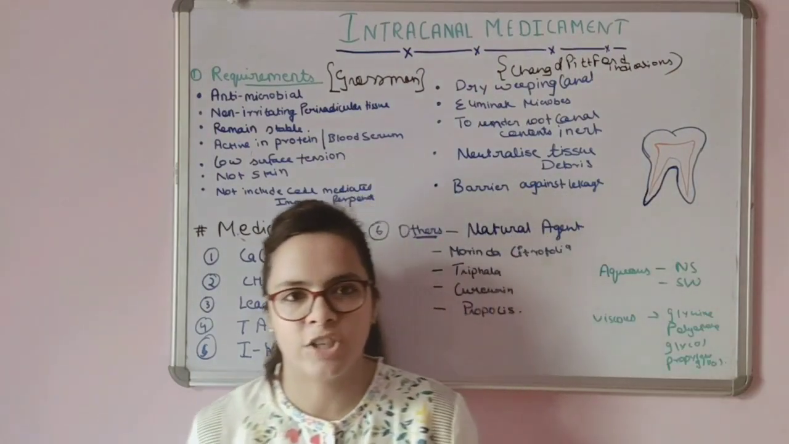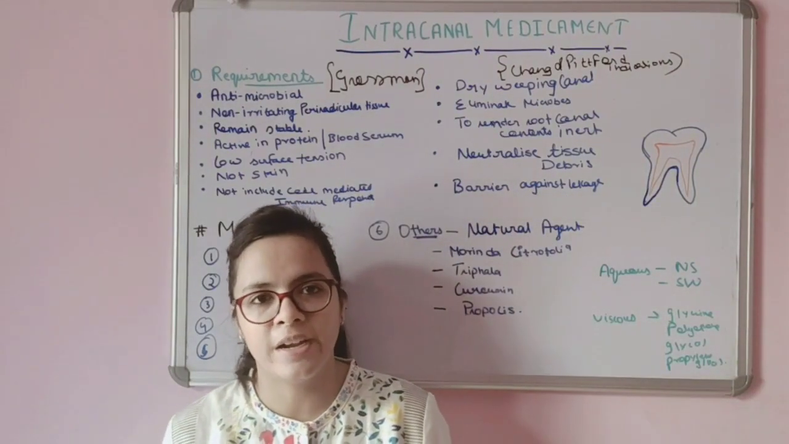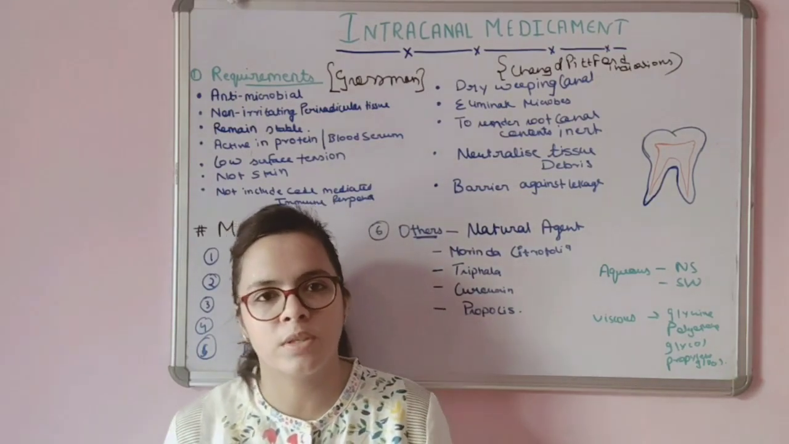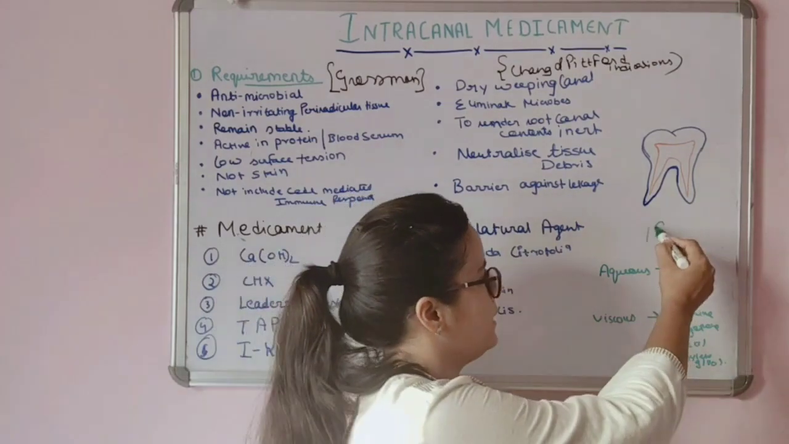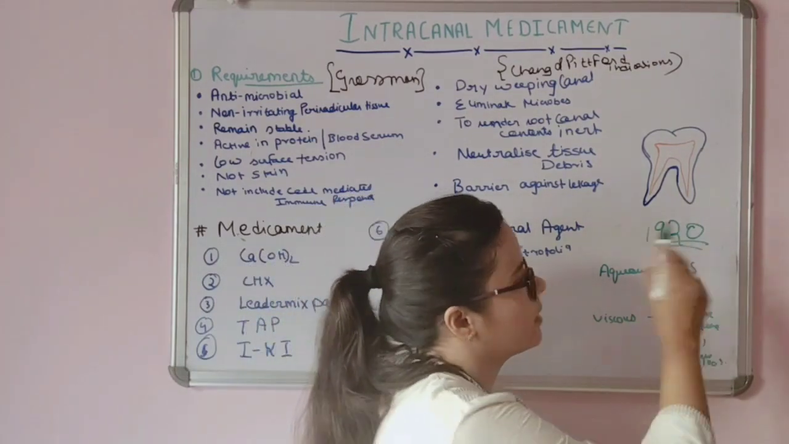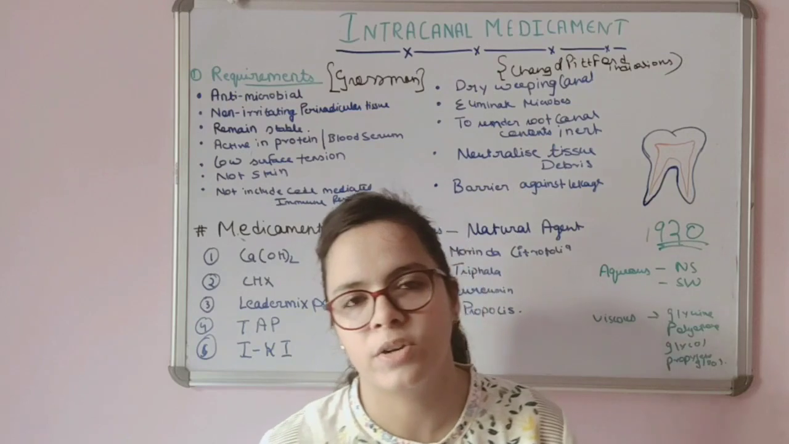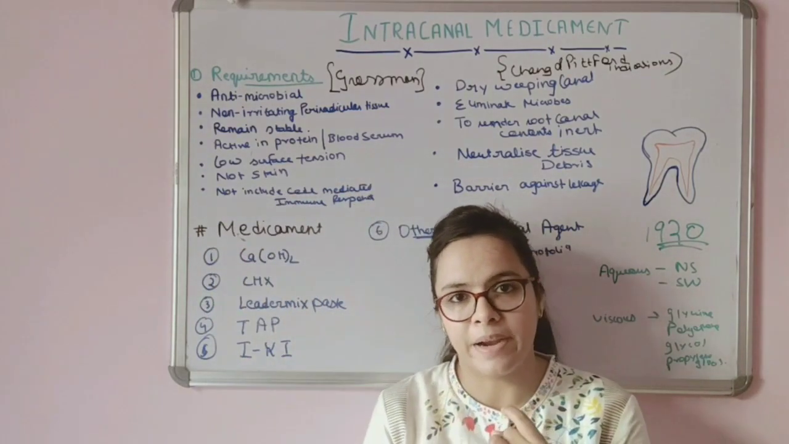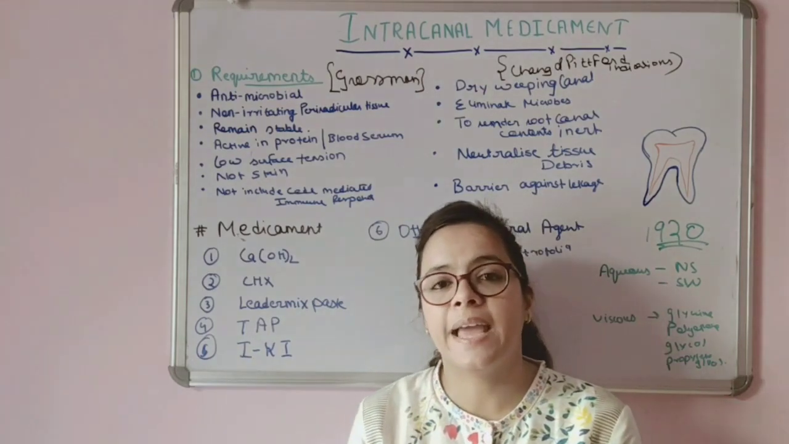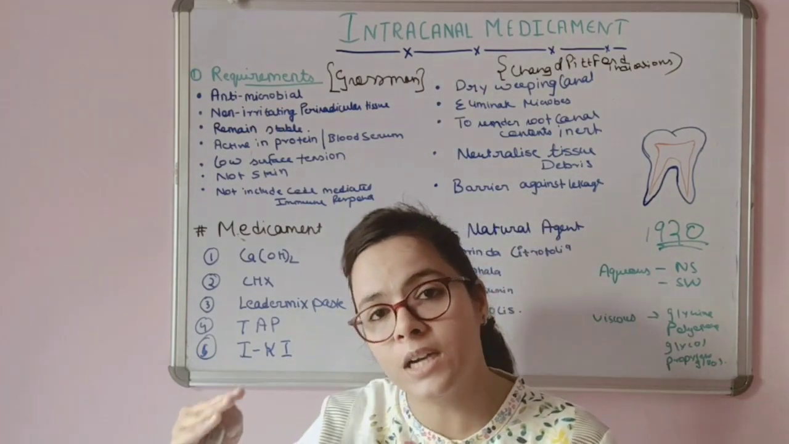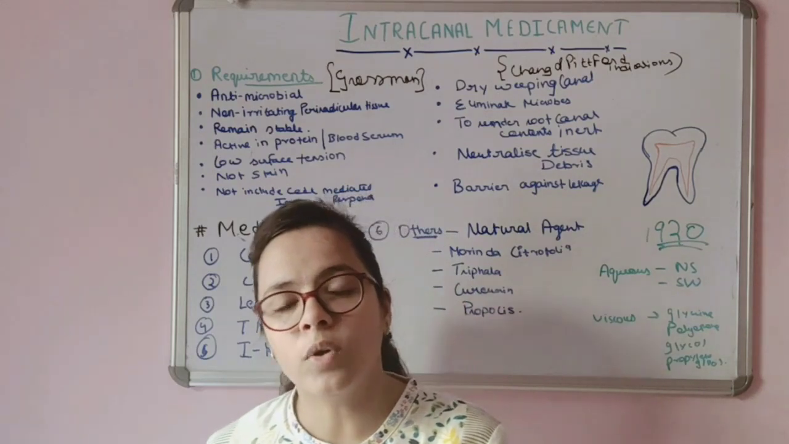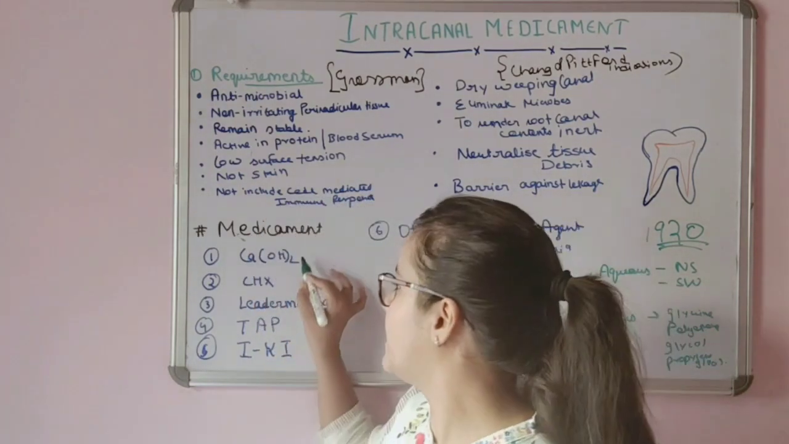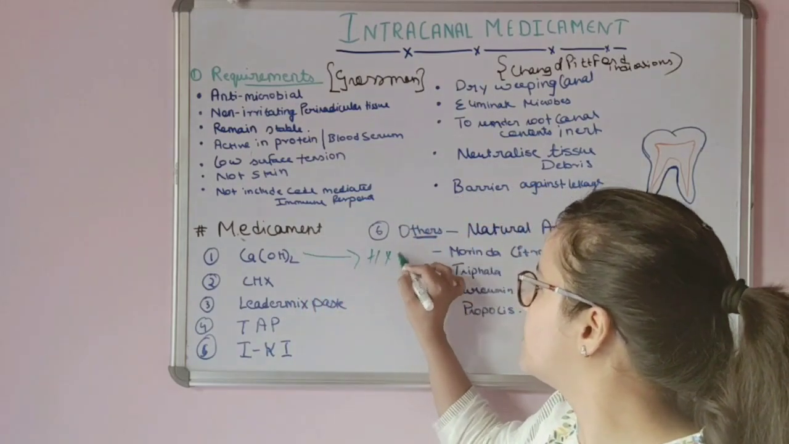Now talking about calcium hydroxide, it was introduced in dentistry by Hermann in 1920. So what does calcium hydroxide basically do? It has an antibacterial action. It has an ability to form a hard tissue barrier, and not only this, after forming the hard tissue barrier, when the calcium hydroxide dissociates it forms hydroxyl ions.